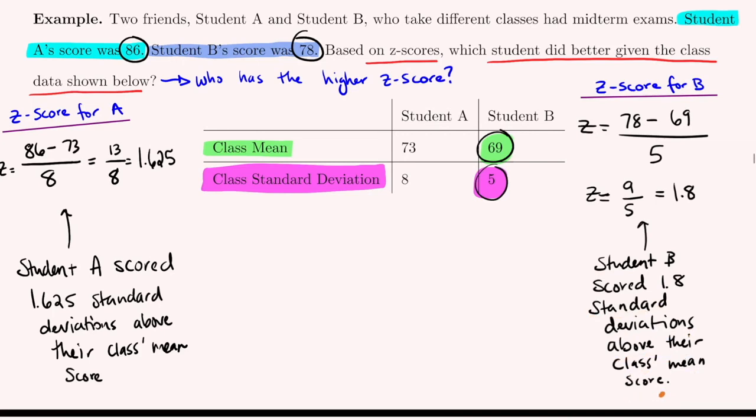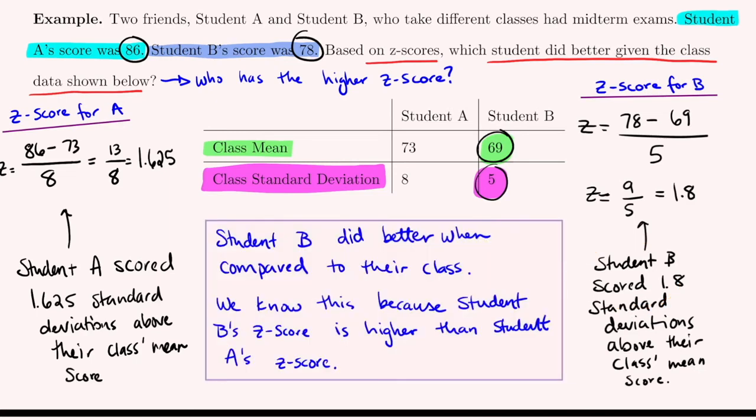So even though numerically 86 is definitely higher than 78, whenever we consider the z-score, which kind of standardizes it for how the other students did in the class and the standard deviation of their performances in the class, we could say that comparably, student B scored higher relative to their own class because they scored 1.8 standard deviations above the mean when compared to other students in the class. So our answer to this problem is that student B did better when compared to their class overall performance. And we know this because student B's z-score was higher than student A's z-score.